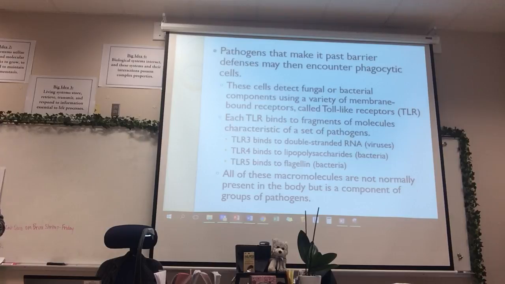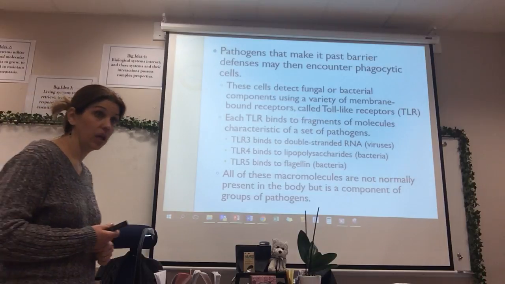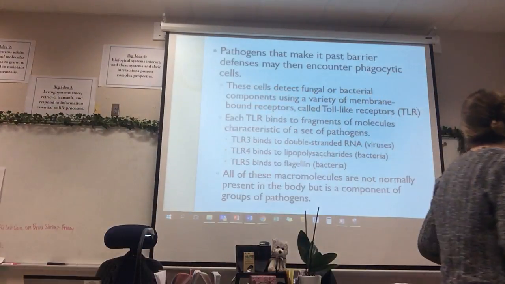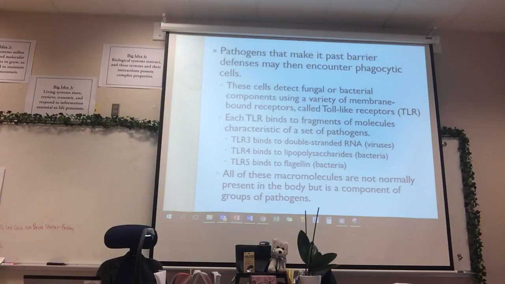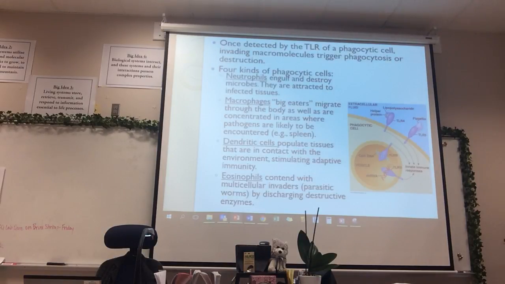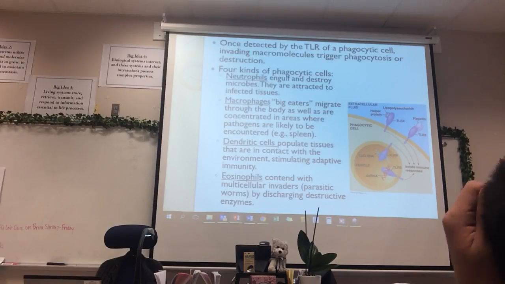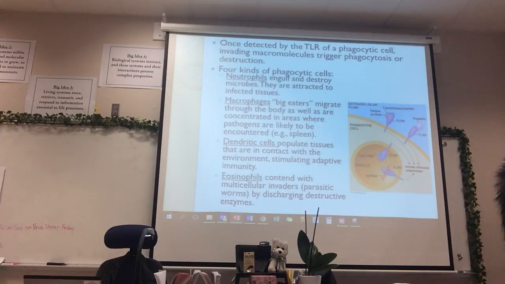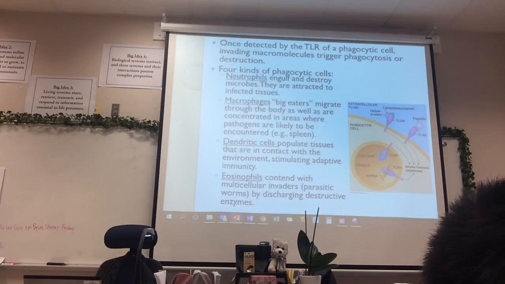TLR5 binds to flagellin, a bacterial protein. That's not a good thing for you to have in your body. So it would raise the alarm if it were to find that. All of these macromolecules are not normally present in the body, but they are a component of groups of pathogens. Once detected by the TLR, so the TLR finds it and has raised the alarm, these invading macromolecules trigger phagocytosis or destruction. Turns out you have 4 different kinds of phagocytic cells: neutrophils, macrophages, dendritic cells, and eosinophils.